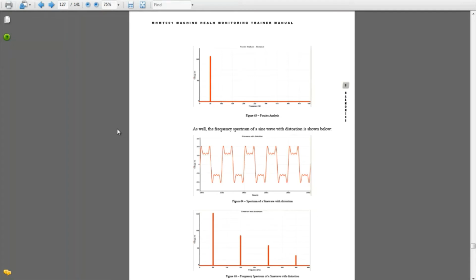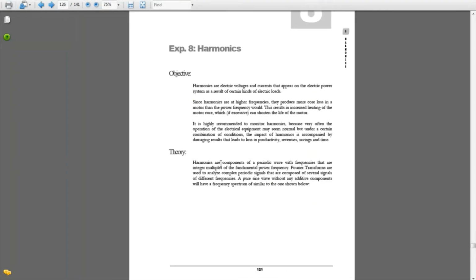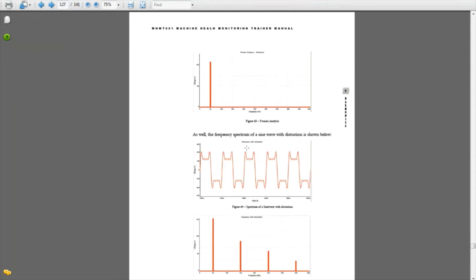So going back to the definition, harmonics are components of a periodic waveform with frequencies that are integer multiples. You will not find something random, it's integer multiples. So 3, 6, 9, 12 and so on of the fundamental power frequency. Good. A pure sine wave without any additive components will have a frequency spectrum similar to the one shown below. So this is a pure sine wave, and this is a sine wave with distortion of harmonics.